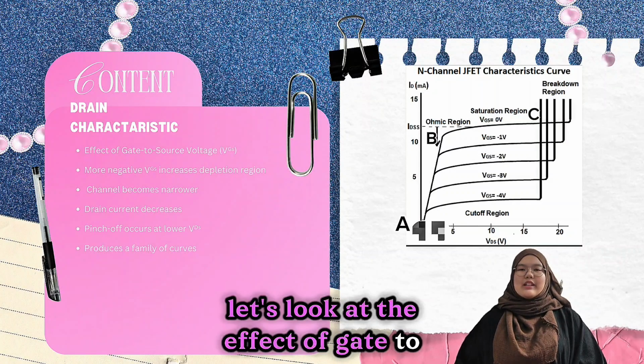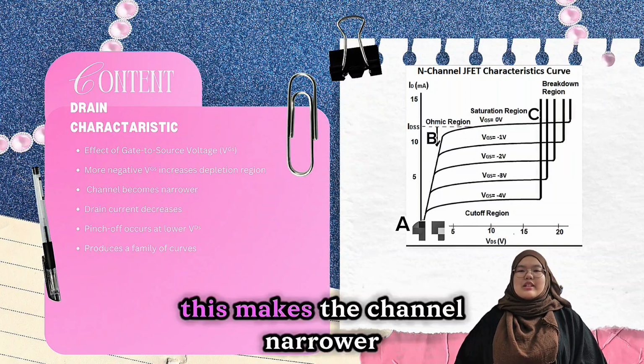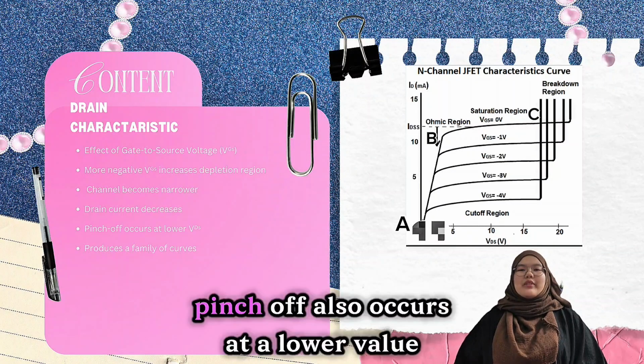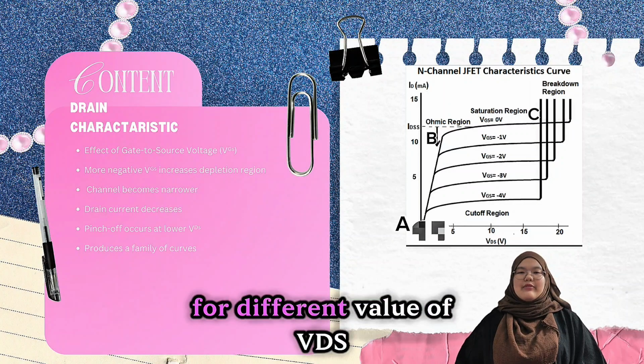Now, let's look at the effect of gate-to-source voltage VGS. When VGS becomes more negative, the depletion region gets wider. This makes the channel narrower and reduces the drain current. Pinch-off also occurs at a lower value of VDS. As a result, we get a family of drain characteristic curves for different values of VGS.